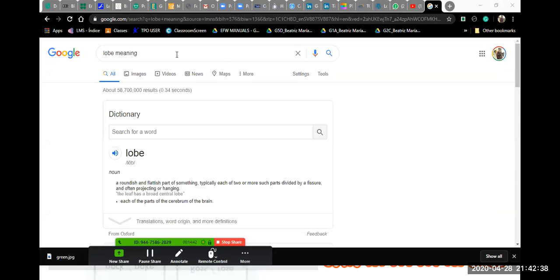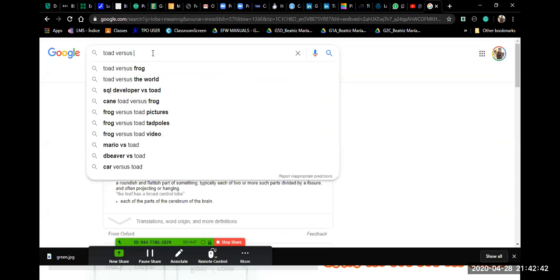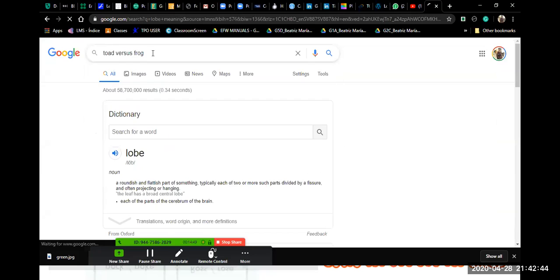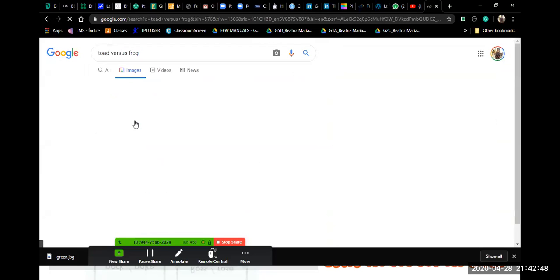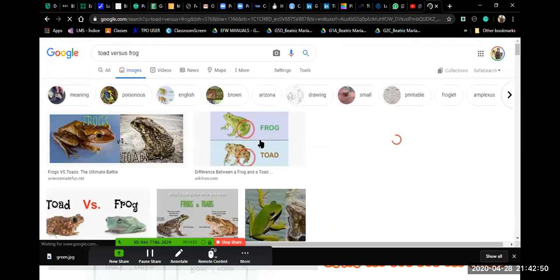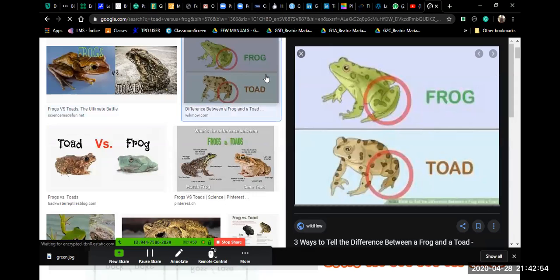And there's a difference between toad versus frog, I think. I always confuse which one is which. I always confuse sapo y rana. I'm sorry. Yeah, I always confuse them. But it's that, the frog versus toad. Okay.